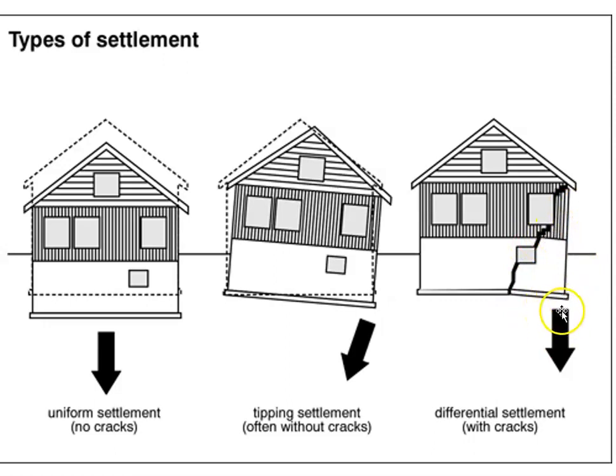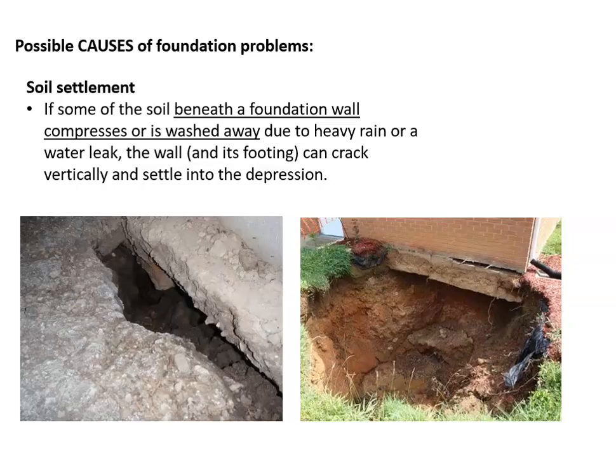Just a portion, like a corner, gets washed out because of poor water drainage, for instance, and the earth underneath the footing gets washed out, and then the footing cracks, settles, and the rest of the house follows. That's probably the most common scenario, and that's what we see happening here. So soil settlement happens if some of the soil beneath the foundation wall compresses or gets washed away. Plumbing leaks could do it, and poor drainage systems could do it.